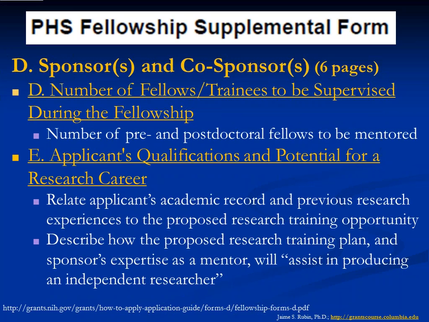How many other people, students or postdocs, are being mentored by the mentor at the same time as you? So for instance, if there are 15 other students and postdocs in the lab at the same time as you, you're probably not going to get very close mentoring. And that's a concern to the reviewers, okay? And then finally, Section E, their review of your qualifications and potential for a research career.